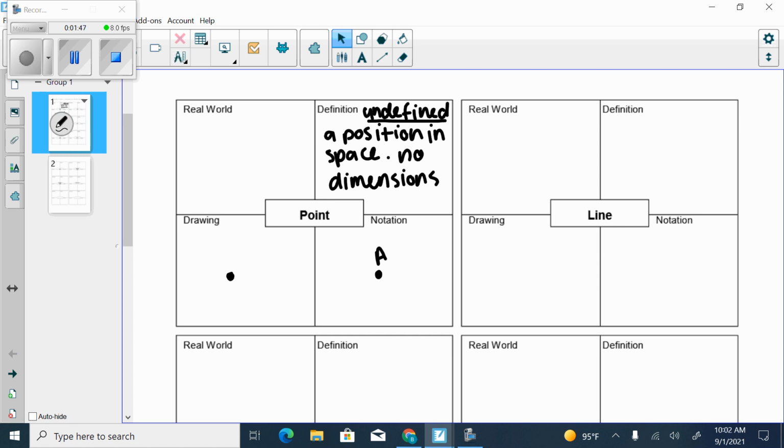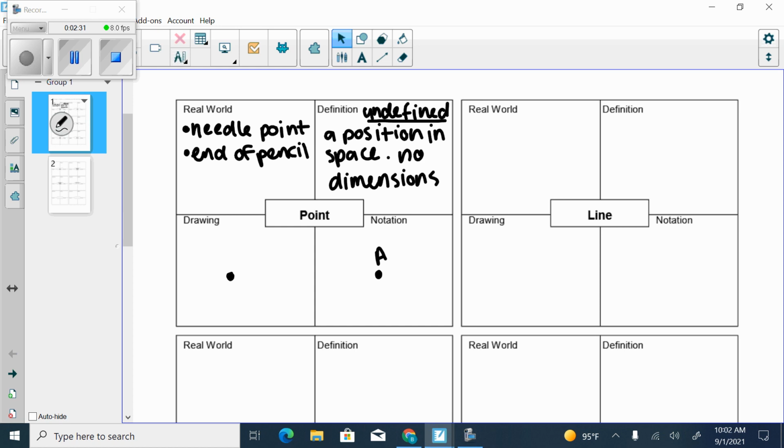All right? And then some real-world examples of these. So things that look like a point would be maybe the end of a needle, or the end of your pencil. And we could probably come up with a pretty lengthy list there, but this is the idea. Okay? All right.